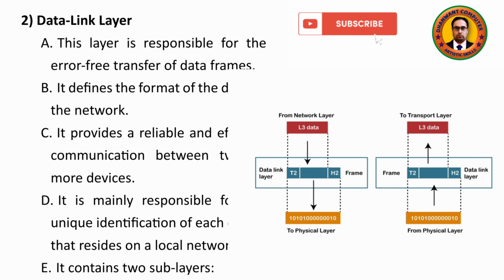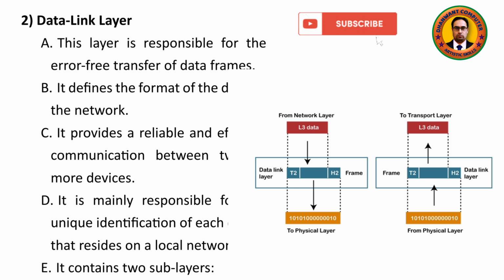2. Data link layer. This layer is responsible for the error-free transfer of data frames. It defines the format of the data on the network. It provides a reliable and efficient communication between 2 or more devices. It is mainly responsible for the unique identification of each device that resides on a local network.